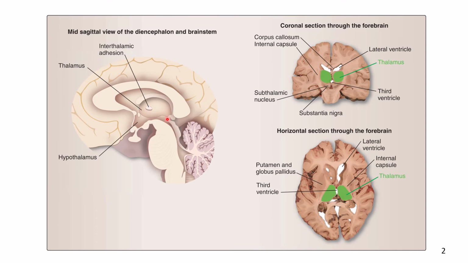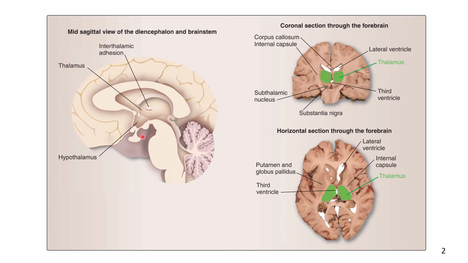There are two of them, one on each side, and they are connected with each other by the interthalamic adhesion. In the middle, the third ventricle is located there. Above that, you can see the corpus callosum, the fornix and other structures. Below that, you can see the hypothalamus and the brainstem.